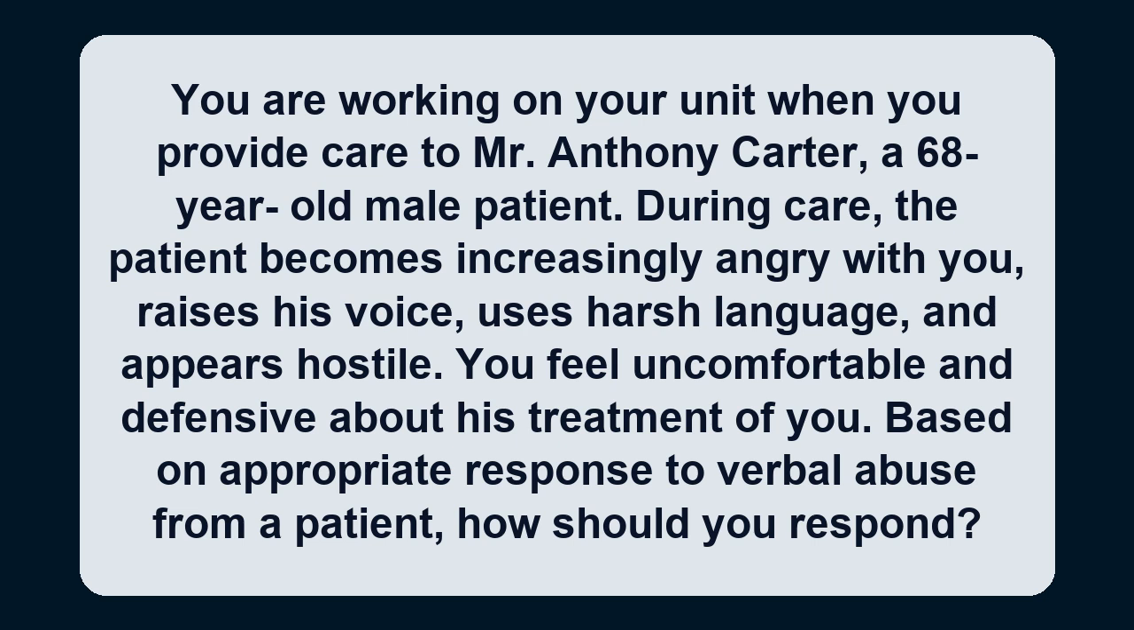Question 4. You are working on your unit when you provide care to Mr. Anthony Carter, a 68-year-old male patient. During care, the patient becomes increasingly angry with you, raises his voice, uses harsh language, and appears hostile. You feel uncomfortable and defensive about his treatment of you. Based on appropriate response to verbal abuse from a patient, how should you respond?